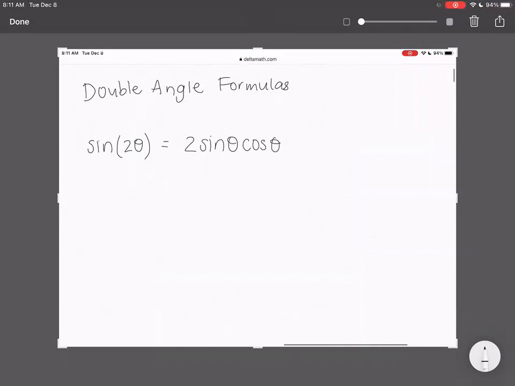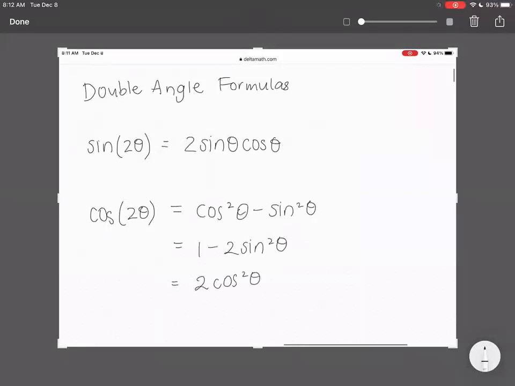And then we also have cosine of 2 theta. Oh, I don't know why my S just flew down there. Okay, cosine of 2 theta, there are 3 equivalent equations for it. So there's cosine squared theta minus sine squared theta. It's the same thing as 1 minus 2 sine squared theta, and it's the same thing as 2 cosine squared theta minus 1. So all these 3 equations are the same, okay? They all equal cosine 2 theta.